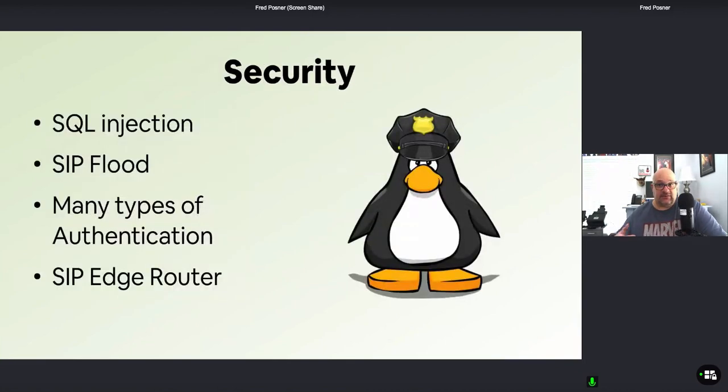In talking about some of the security that you can achieve through Kamailio, just as a simple SIP edge router, and a SIP edge router is kind of like an SBC. There's a whole huge discussion that we can have as to what is an SBC and what isn't an SBC. For all fundamental purposes, you can just say, yes, it's like an SBC here. But some of the security that we can help you with is SQL injections, SIP flood attacks, and many different types of authentication and prevention.